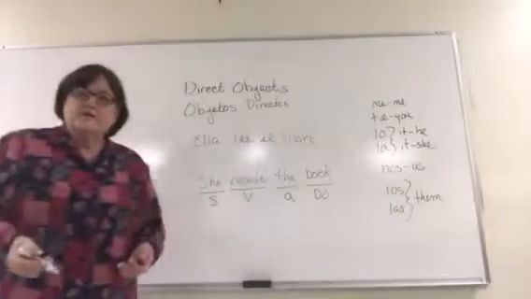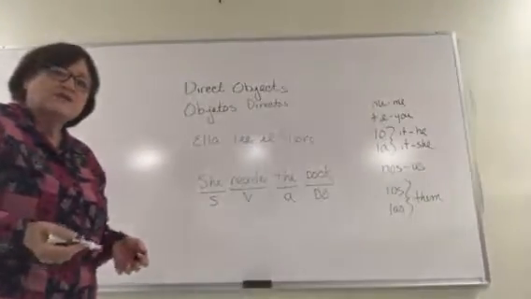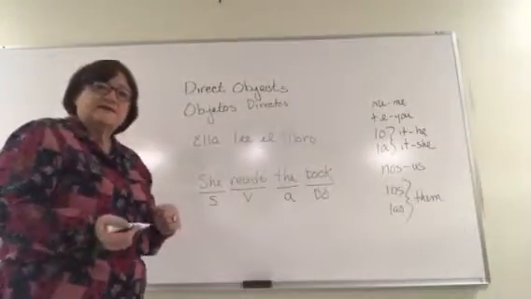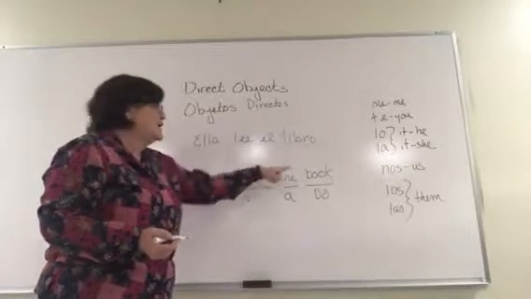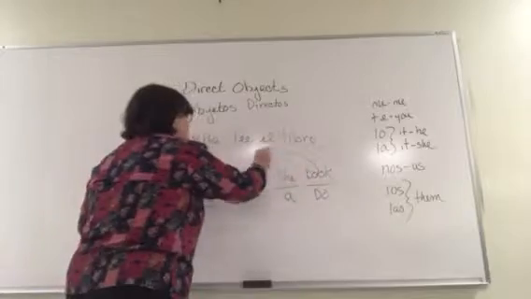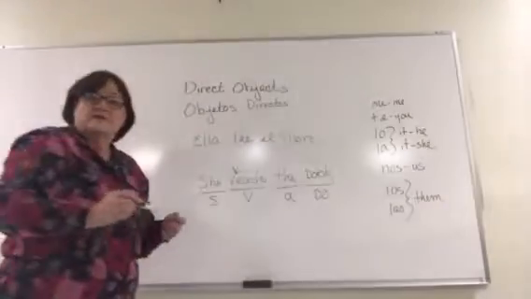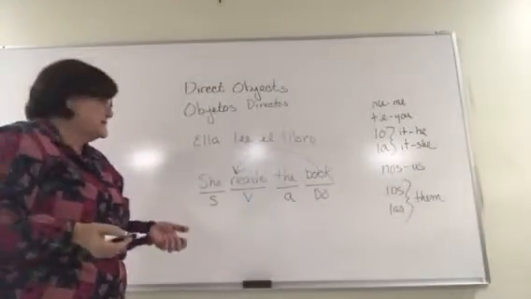Now, how do we know that? Well, we have to ask ourselves the question, how does it receive the direct action of the verb? So we can ask ourselves, what is being read? The book. The book is receiving the direct action of the verb. It is being read. Okay?